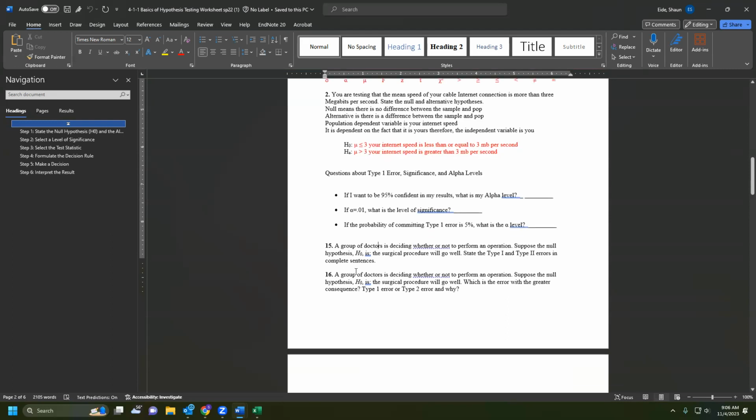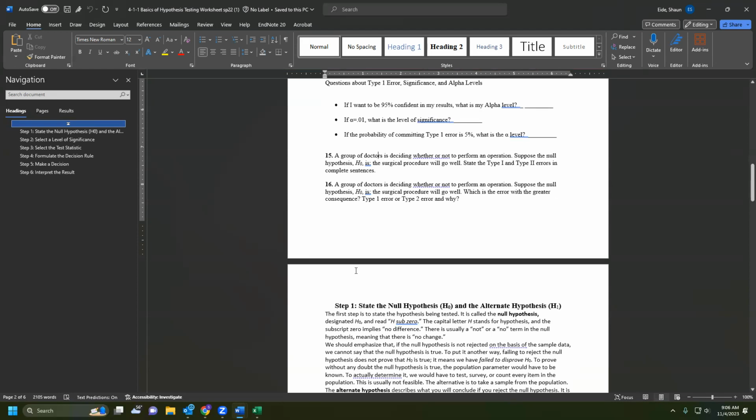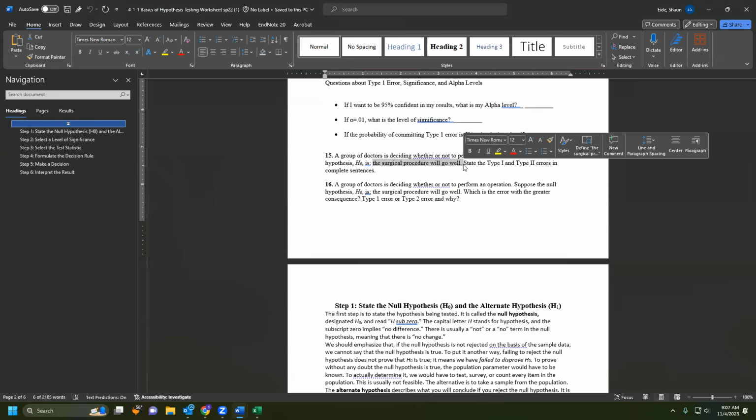Going through this worksheet, if you have a group of doctors deciding whether or not to perform an operation, suppose the null hypothesis is the surgical procedure will go well. That's saying there's going to be no difference between a surgery going well, or the opposite of it, which is it won't go well.